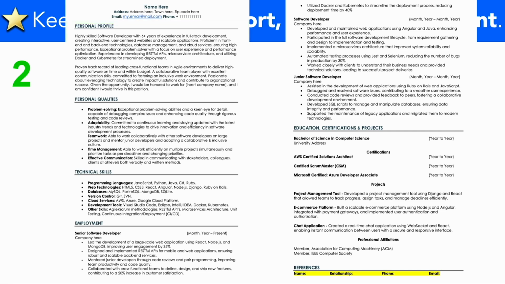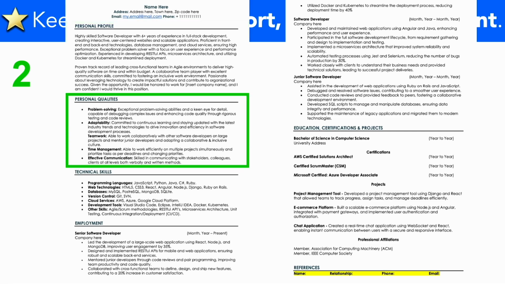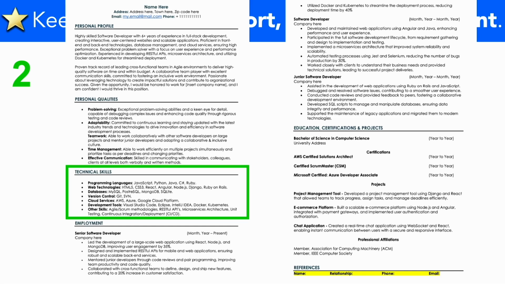The next section is the skills and qualities section that we looked at earlier. For a software developer CV, I also recommend having a technical skills section, which highlights the programming languages, web technologies, and databases and so on that you are well skilled in.